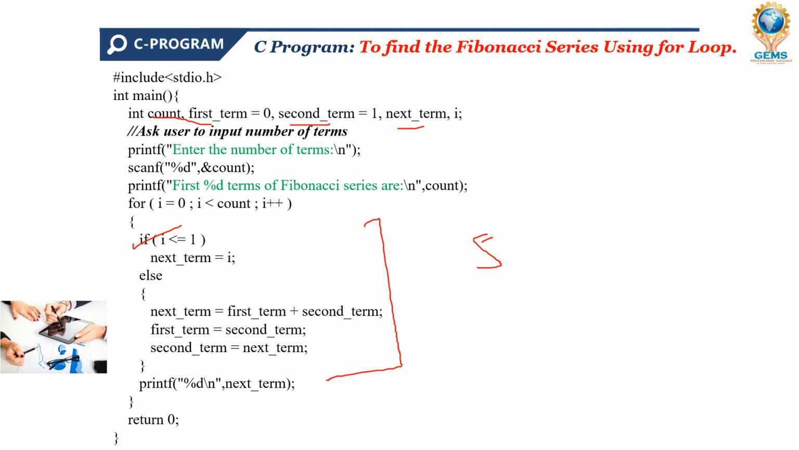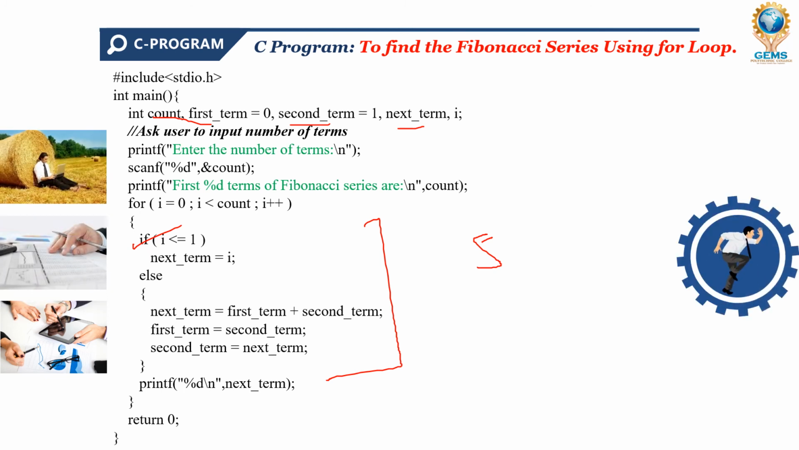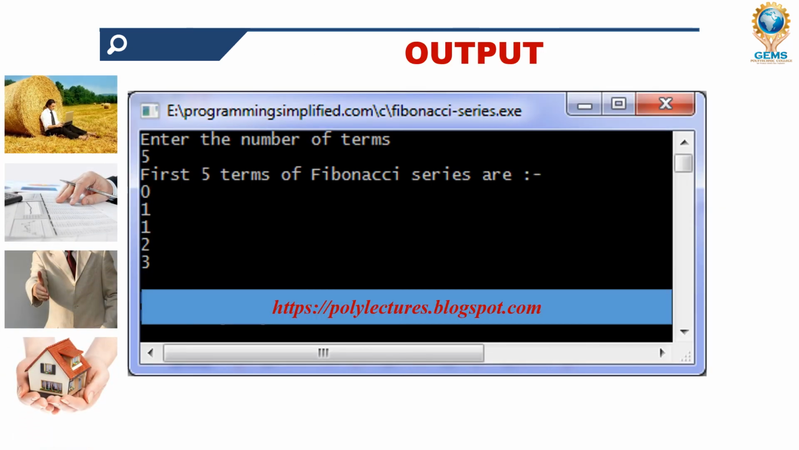Now we will see the output of our program. The output is based on this coding only. It asks to enter the number of terms. I have entered 5. Then the Fibonacci series of 5 is 0, 1, 1, 2, 3. Right? So it works as 0, 1, 1, 2, 3. It is working like this. So this is the output of our program.